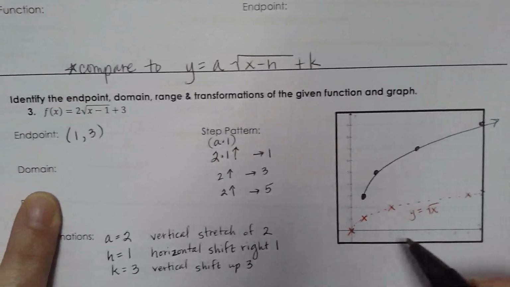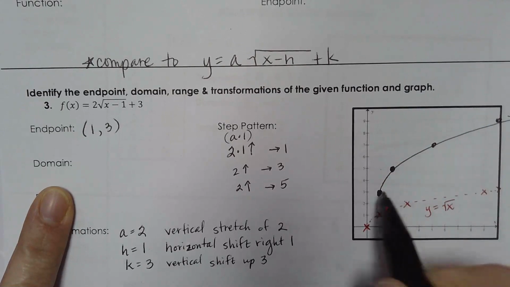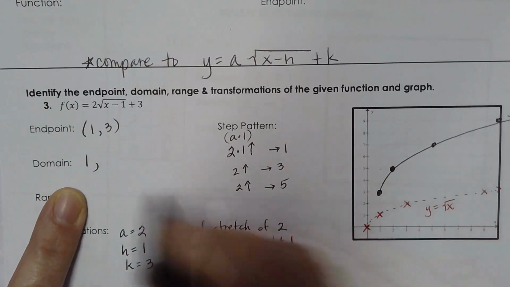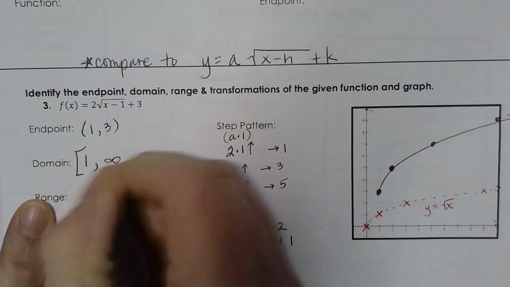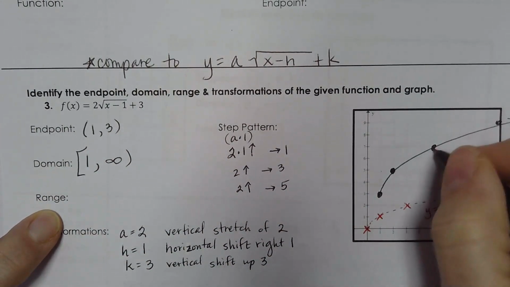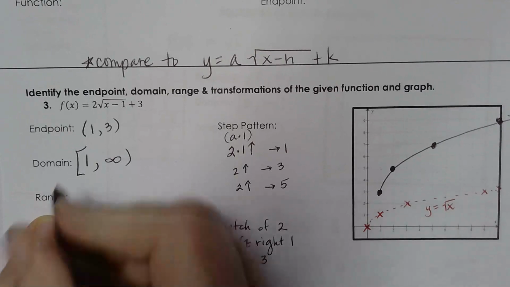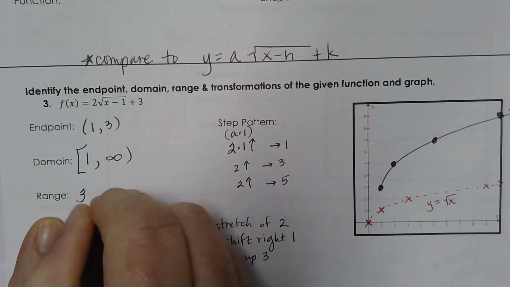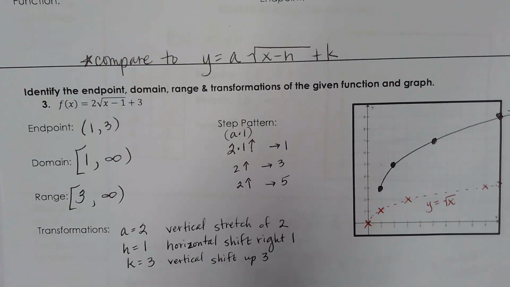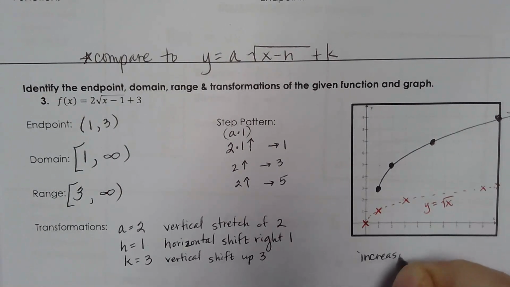The domain is all of the x's that I just graphed here, and those include x's beginning at 1 and then getting larger and larger to infinity, including 1, so I use a square bracket. The range is this graph from the bottom to the top, and the lowest place is at the k value, 3. So my graph goes from 3 to infinity, closed bracket on the 3. It is increasing, just by the way, because a is positive.